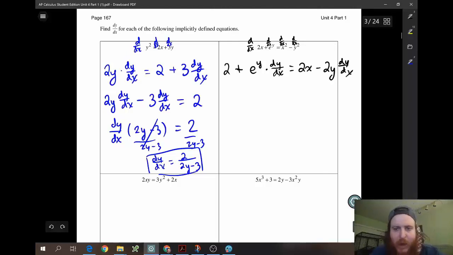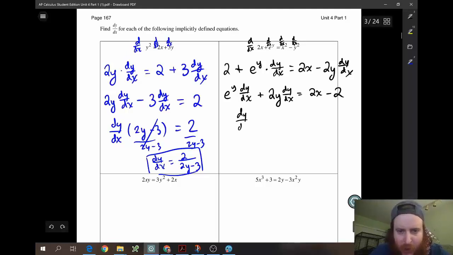So we're going to do the same thing. We're going to move everything with dy/dx to the left side, everything else to the right side. So we're going to have e to the y dy/dx. Now we're going to add the 2y over, right? Basically the signs switch when you move them over. So plus 2y dy/dx. You don't have to show the adding over, just know that your signs switch. Equals 2x, then the positive 2 when we switch it over becomes negative 2.